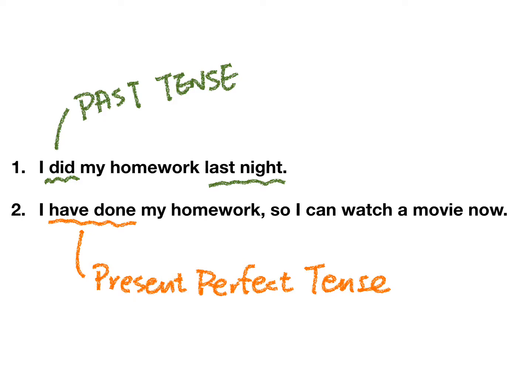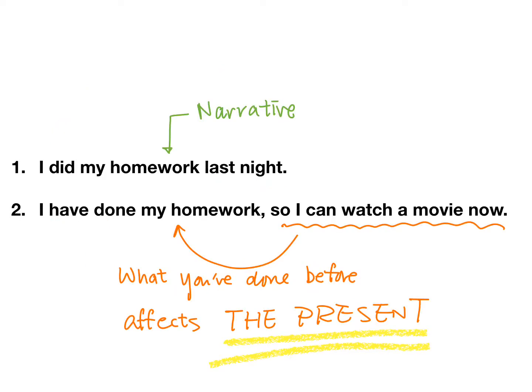Good. Now, what is the difference between these 2 sentences in terms of the function, the purpose of writing these sentences? Why do we need to say I did my homework last night? Or why do we say I have done my homework? What is the difference between the purpose of using these 2 tenses in the sentence? You can see that if I use simple past tense to talk about an event, I did my homework last night, it's just a narrative. I'm just telling you what I did last night. That's it. To let you know what I did last night. I did homework last night. That's it.